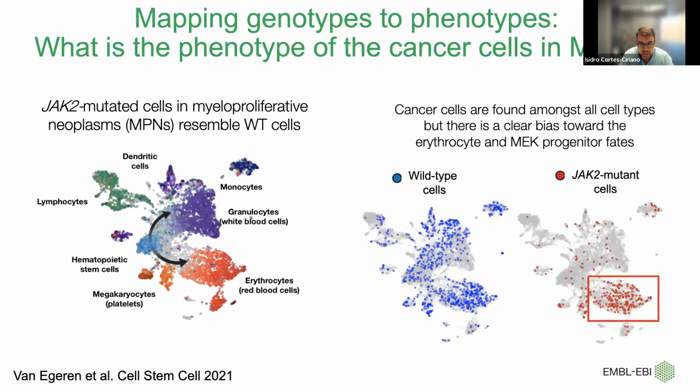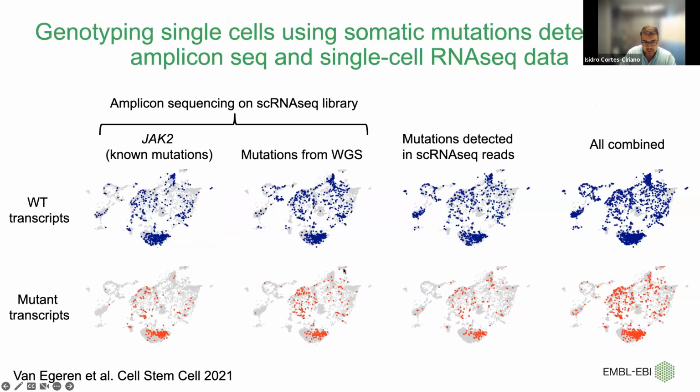So what we did in this study was to genotype the single cells, through detection of the JAK2 mutation as well as other mutations that we detected in whole genome sequencing data that we performed for these patients. And as you can see here on the right, most cancer cells, although they are detected across the entire differentiation hierarchy, are enriched in the erythrocyte, megakaryocyte and progenitor cells. So there is clearly a fate bias here that we could only determine through the joint profiling of the transcriptome and the genotypes.